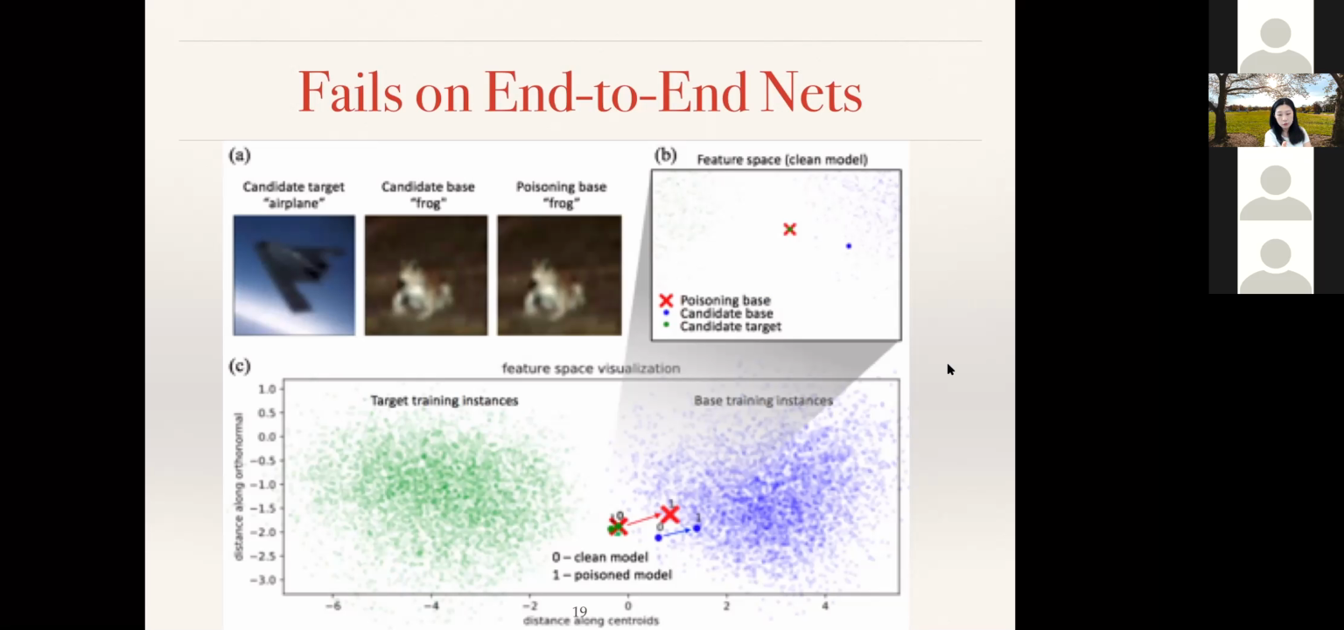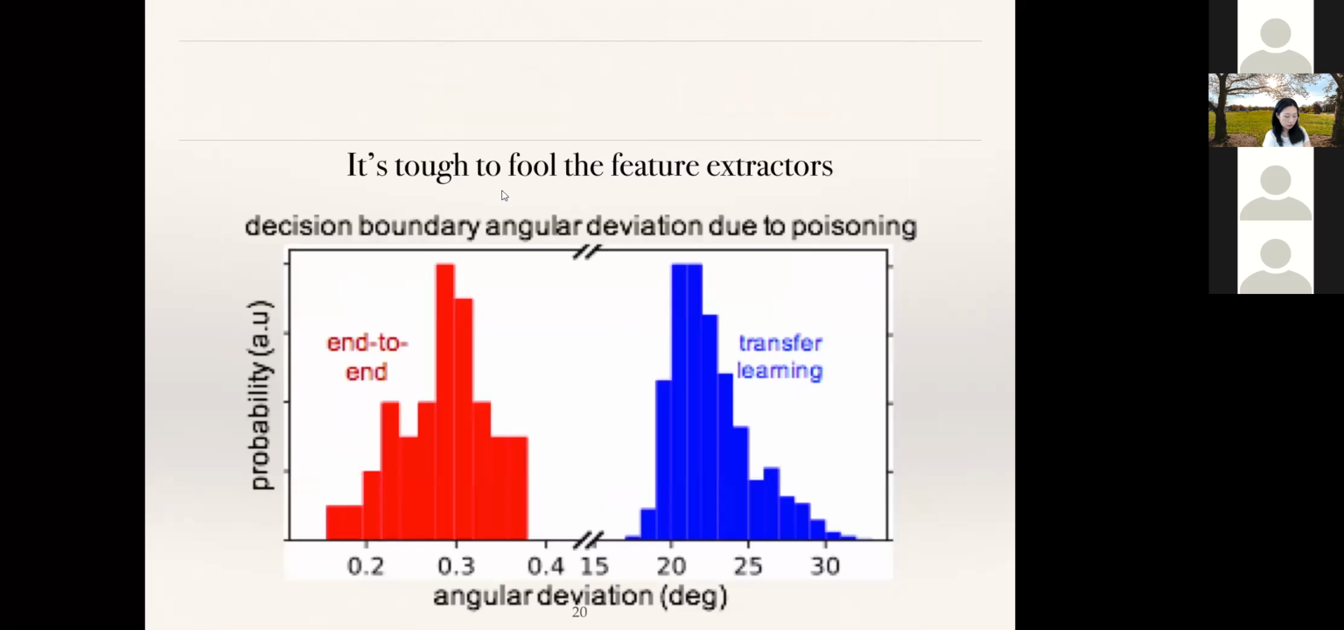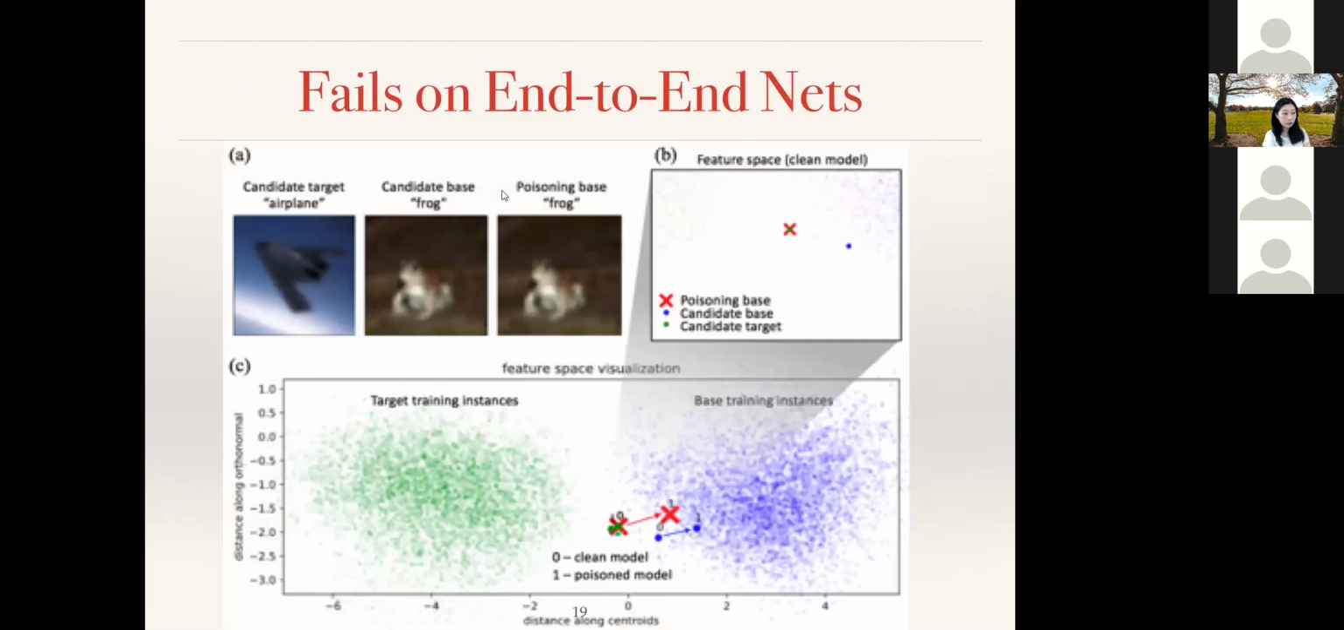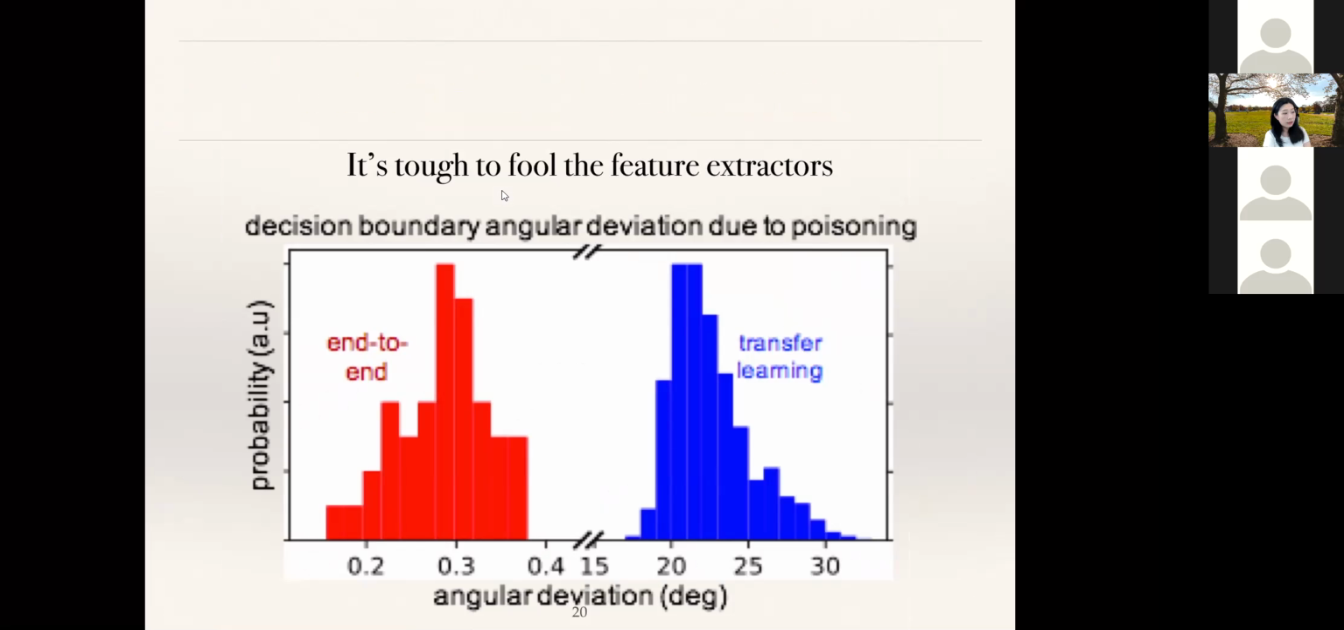Okay, perfect. So now I just wanted to say that it actually fails on end-to-end networks. The takeaway message is that it's tough to fool the feature extractors. The feature extraction layers learn to ignore adversarial perturbations, so by the time features get to the classification layer, they're just gone. Anyway, I just wanted to show you how poisoning works, how you can understand it empirically, and essentially the difficulty of designing poisoning attacks.